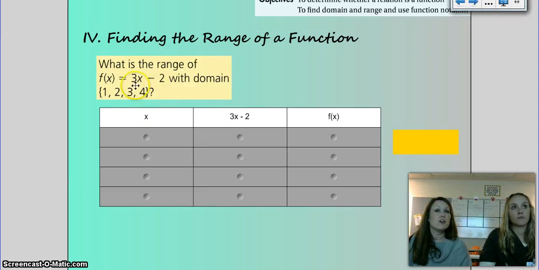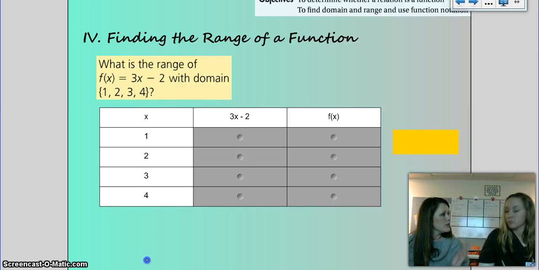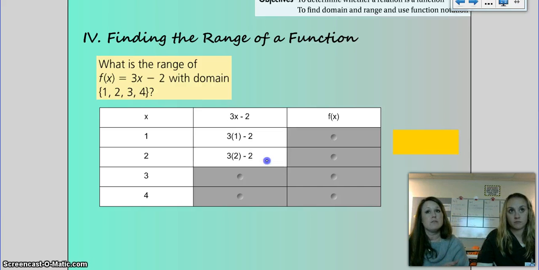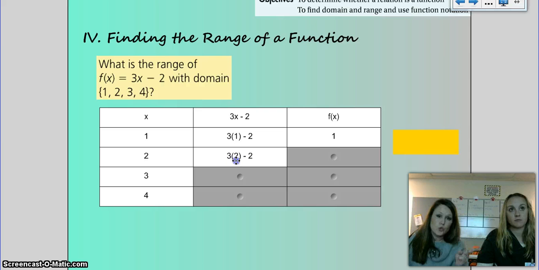So the function is f of x equals 3x minus 2. That's in the middle. Then we're going to put our domain of x, 1, 2, 3, 4, and plug those into our equation. So 3 times 1 minus 2 gives me 1. 3 times 2 minus 2 gives me 4.